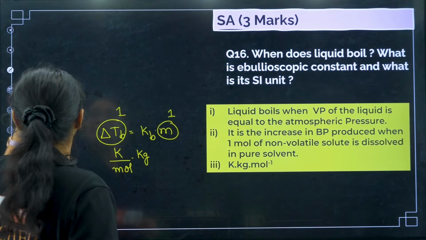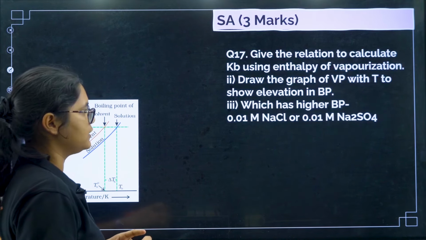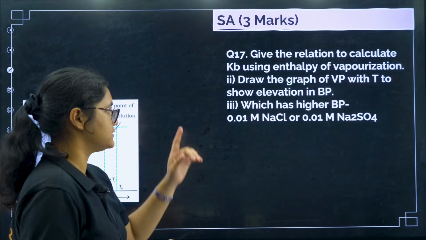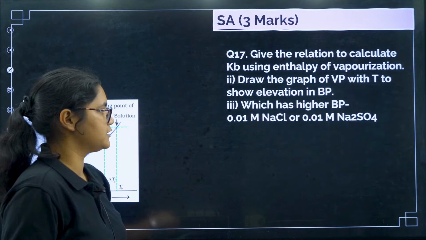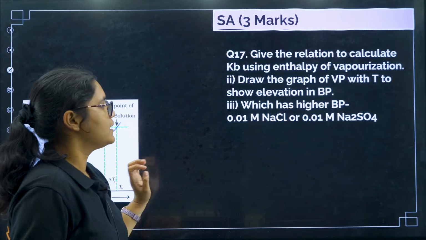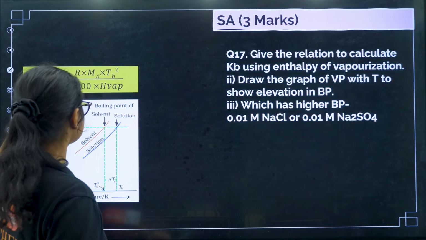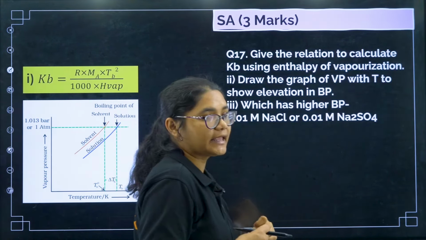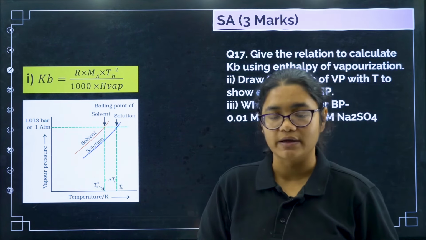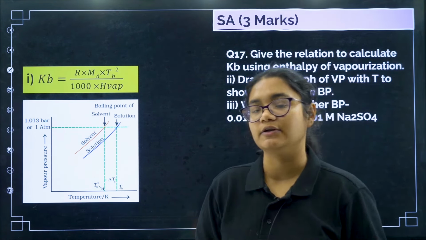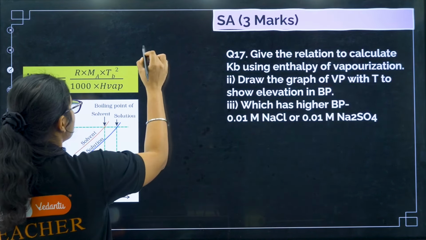Okay. Next we have: give the relation to calculate the Kb using the enthalpy of vaporization. This is an important question. Draw the graph of vapor pressure with temperature to show the elevation in boiling point. Next, which has a higher boiling point. Okay, so let us see this one. First of all, this formula: Kb is equal to R into Ma into Tb square divided by 1000 into delta H vaporization. So what are the terms here we have?